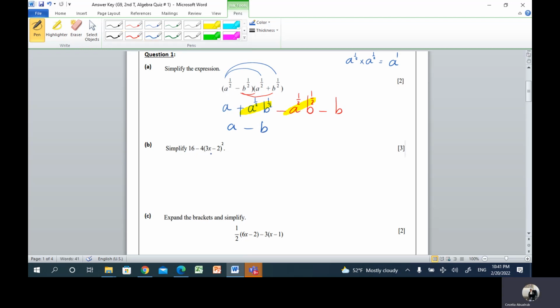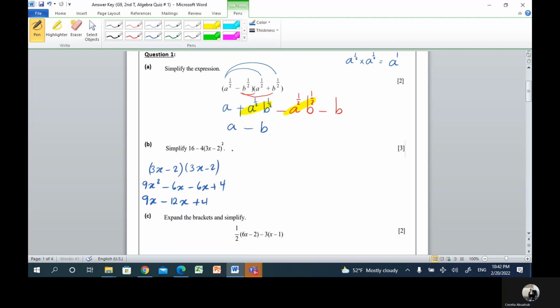Second question, 16 minus 4. Like I explained before, when we see 3x minus 2 to the power of 2, it means 3x minus 2 times 3x minus 2. I prefer that you do it aside on its own. So 3x times 3x is 9x squared. 3x times negative 2 is negative 6x. Negative 2 times 3x is negative 6x. And negative 2 times negative 2 is plus 4. 9x squared, minus 6x and minus 6x becomes minus 12x, and plus 4.